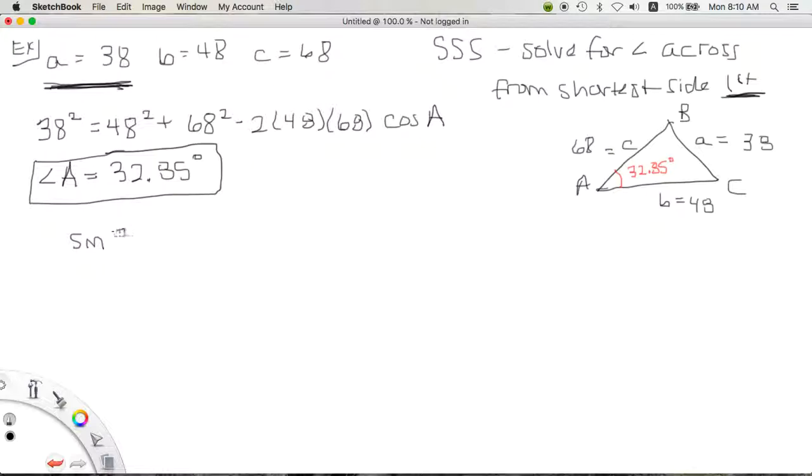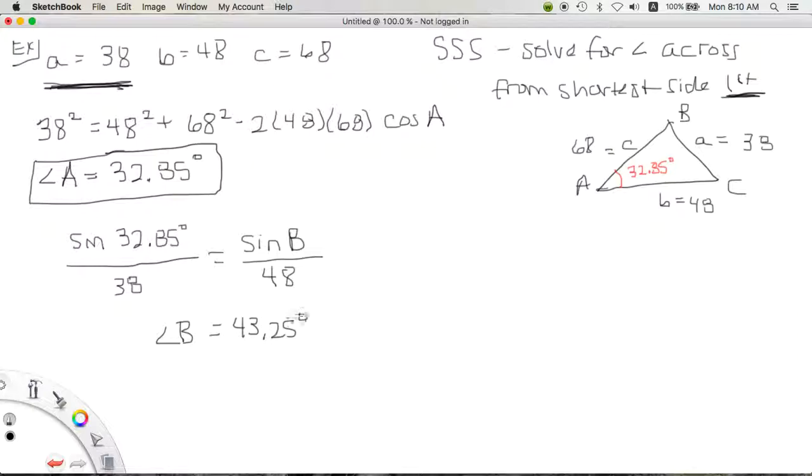So we take the sine of 32.85 degrees. The easiest thing to do is leave this in your calculator with all its decimals, and then take the sine of the answer so that you keep all your decimals in. And then we're going to find the next shortest side's angle. Work from shortest side to longest side. Then we cross multiply and take the inverse sine, and we get that angle B is equal to 43.25 degrees.